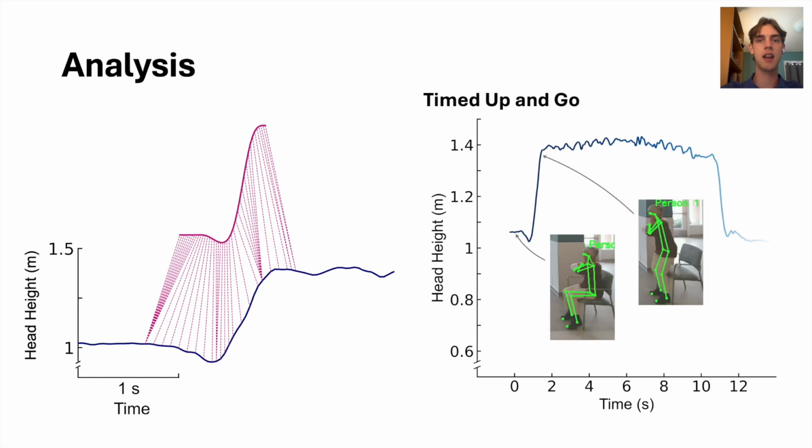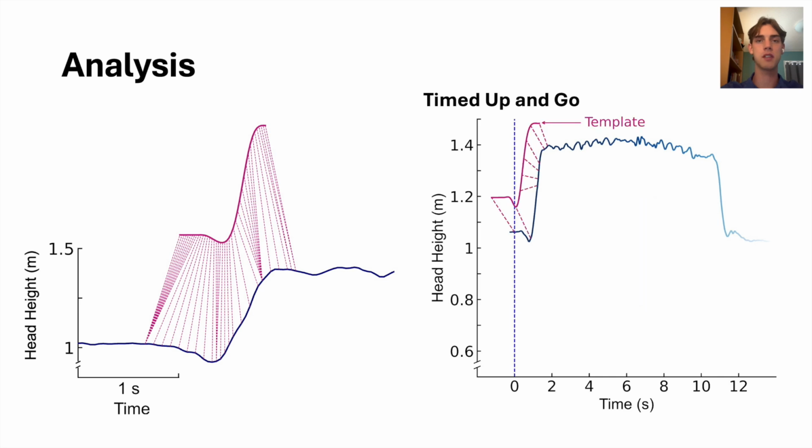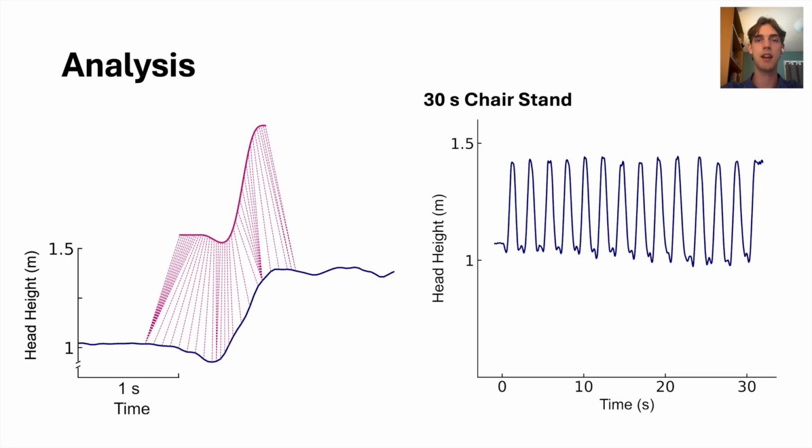This graph is head height through time in a timed up and go. We warp to find the start of the stand up and end of the sit down. This is head height in a chair stand. It rises and falls with each rep. We warp to find the start of rep 1 and count the rest by tracking a subject's knee angles.